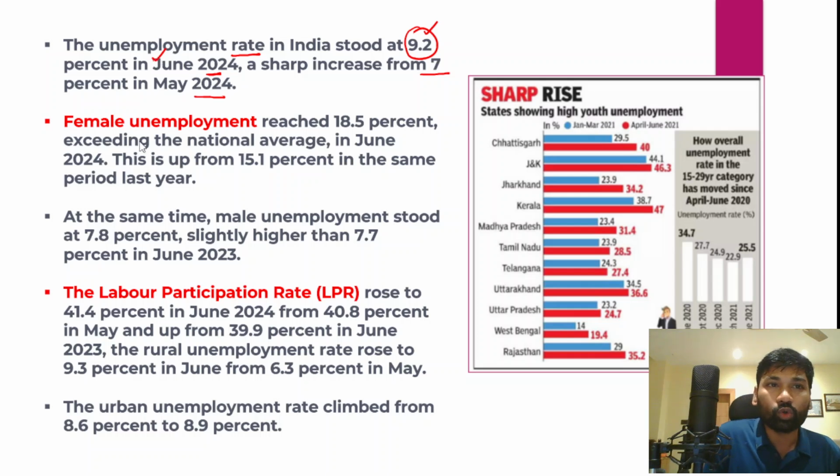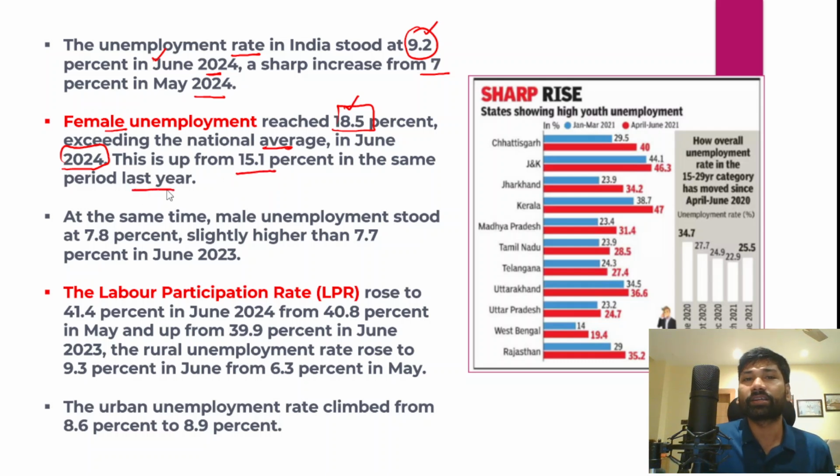And after that, we need to talk about the female unemployment rate also. The female unemployment rate has also been substantially increasing. For example, it has reached 18.5%, exceeding the national average. This 18.5% is the female unemployment rate in June 2024, and in fact this has increased from 15.1% in the same period last year.